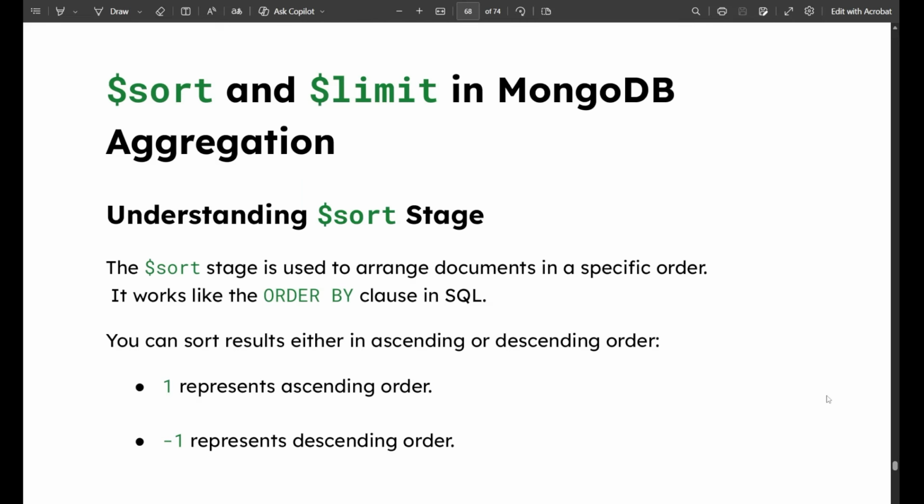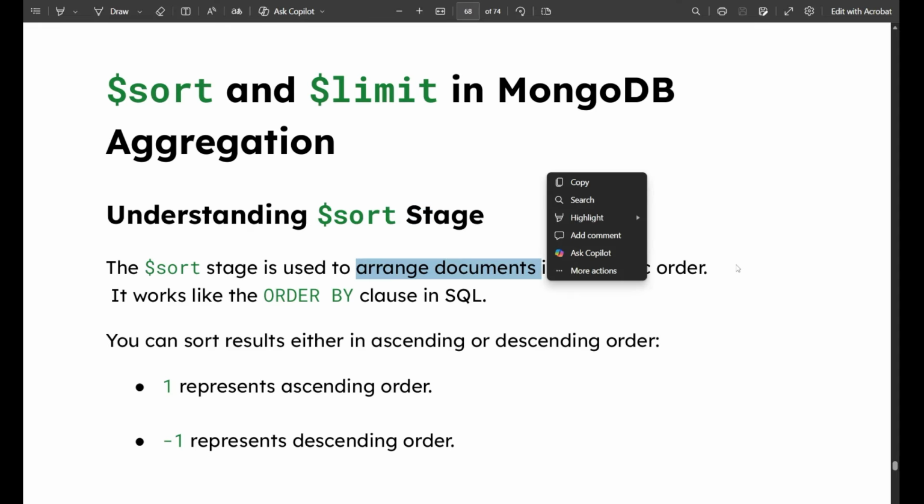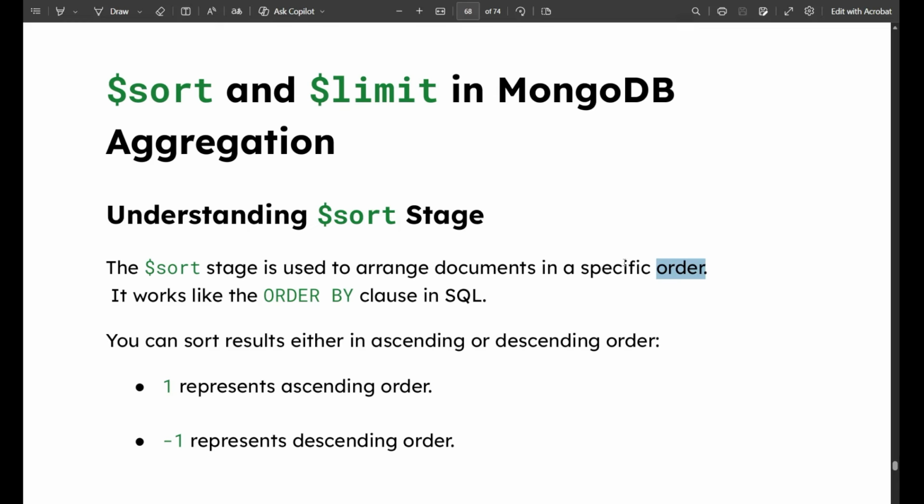Hey, hi everyone. In this video, we are going to learn about the sort and limit stage in MongoDB aggregation. Now, what is this sort stage? Well, from the name you can guess that the sort stage is used to arrange the documents in a specific order. The order can either be ascending or descending. So that we know already.